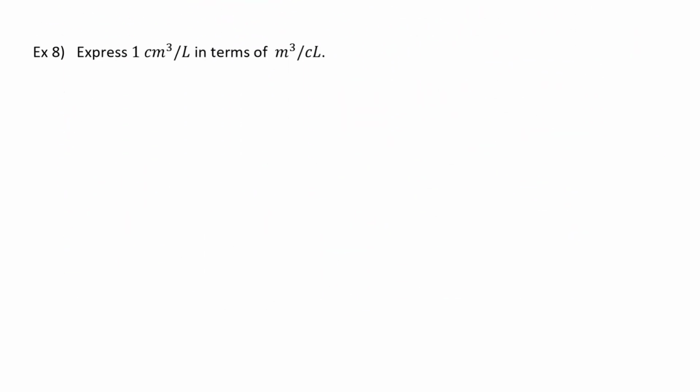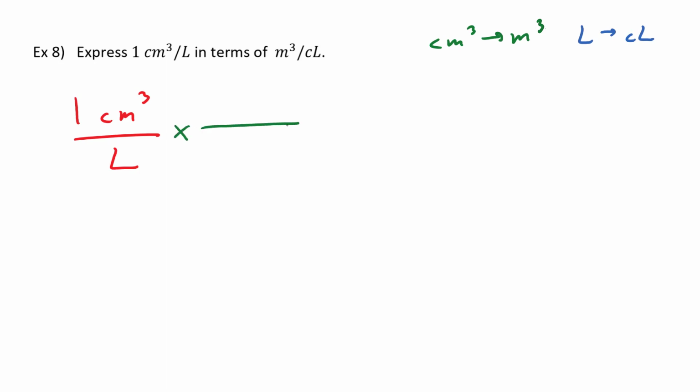Let's now try 8 together. 1 centimeter cubed per liter. So notice this is not only an exponential conversion, but also a rate conversion. So I'm going to go from centimeters cubed to meters cubed, and then I'm going to go from liters to centiliters. Let's work that out now. Centimeters on the bottom, meters on the top. 1 meter is 100 centimeters. But I'm not dealing with centimeters, I'm dealing with cubic units. So I'm going to cube the top and the bottom.